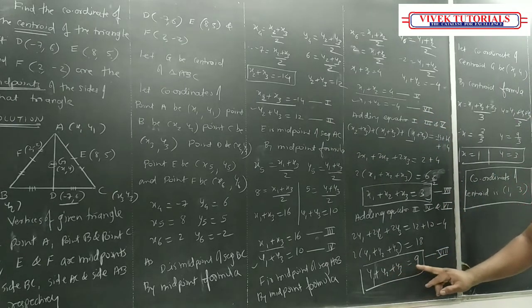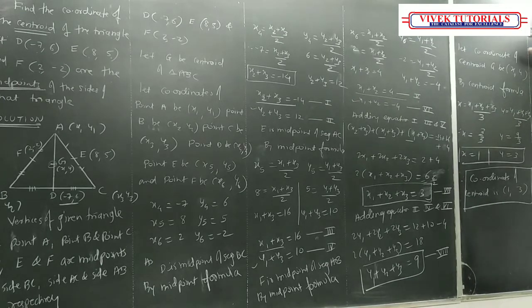So y1 plus y2 plus y3 is 9. But they have asked you the coordinate of centroid. So coordinate of centroid be x comma y, and I have taken x comma y. So by centroid formula, x is equal to x1 plus x2 plus x3 upon 3, and y is equal to y1 plus y2 plus y3 upon 3. x1 plus x2 plus x3 कितना आया था हमारा, 3. 3 upon 3 is 1, and y is got 9. 9 upon 3 is 3. So coordinate of centroid is 1 comma 3.